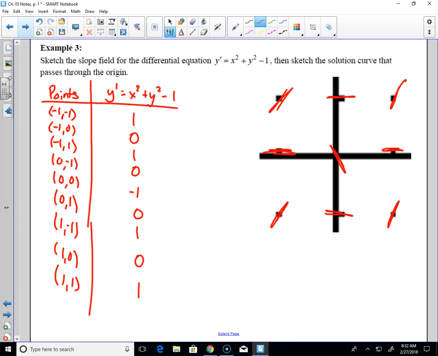You guys agree mostly? Sketch a solution that goes through the origin, right? How easy is it to figure this guy out? No. Seems like maybe there's this 0 thing going on, so maybe I'll make it go flat.